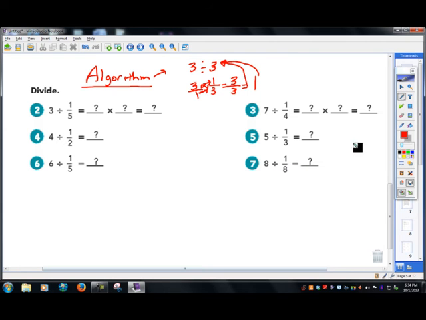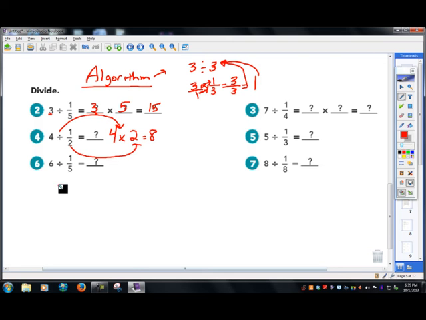Okay. All right, so here we go. The dividend is the first number. That one is going to remain the same. Divide becomes multiply. And this is going to become 5, because 5 over 1 is the reciprocal of 1/5. The answer is 15. Okay. 4 divided by 1/2 is going to become 4 times 2, which equals 8. Okay. Division becomes multiplication, as you can see, and then I do the reciprocal of the divisor.